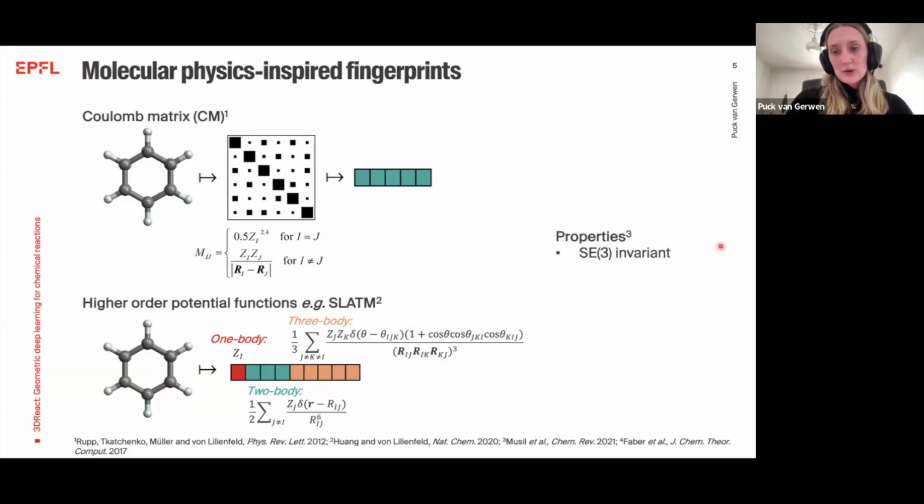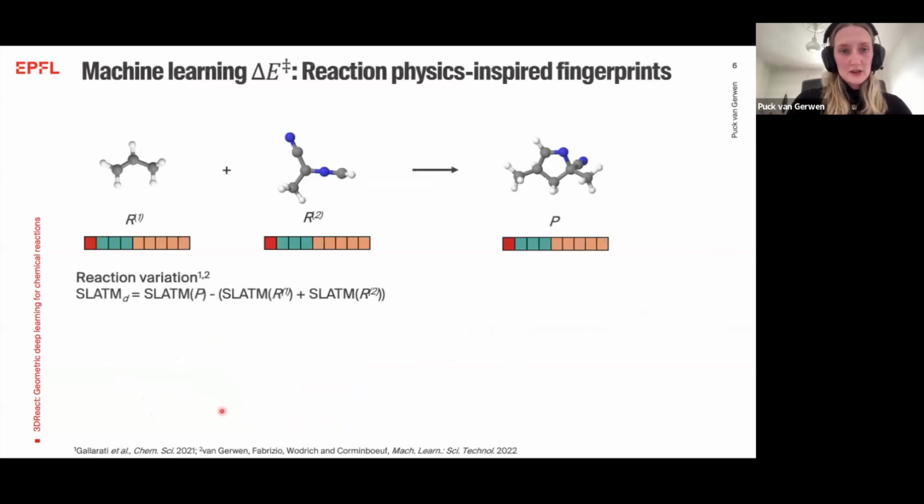These are interesting because they are naturally SE3 invariant. I will talk a little bit more about what that means. They're physically motivated, and they're robust. They've been demonstrated for many quantum chemical properties. So these will inspire the model that I'm talking about today. But these are for featurizing molecules, and we need to featurize reactions.